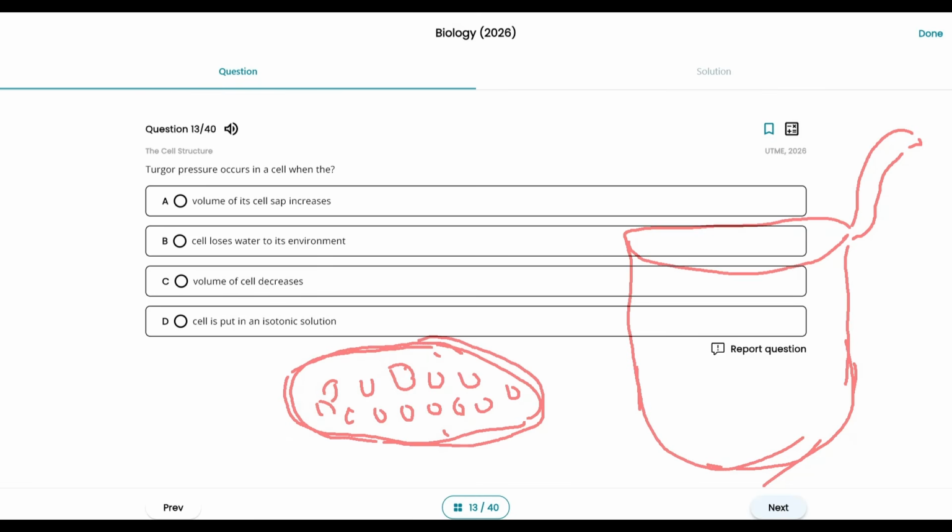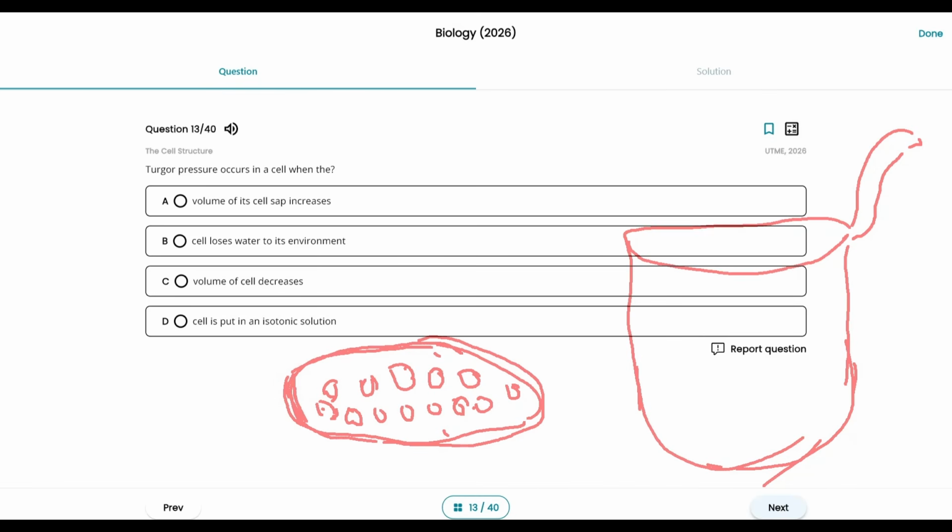Now, turgor pressure is the pressure exerted by the cell content. Let's say these are the cell content. The pressure exerted by this cell content against the cell wall. This is the cell wall.